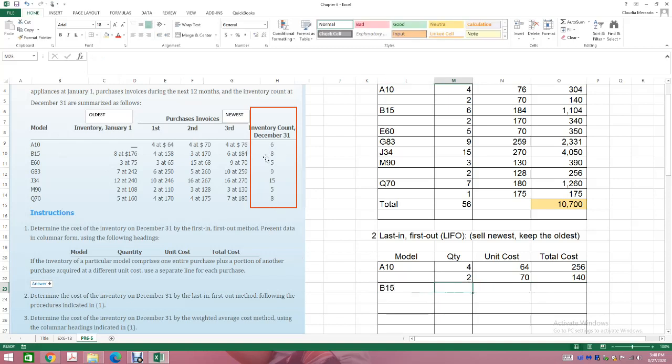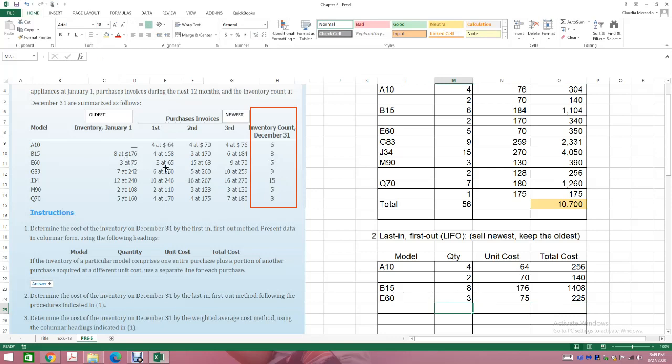Now we're going to move on to the next model, which is B15. On B15, I have 8 units. So let's look at my oldest units. My oldest units are my beginning inventory, and guess what? I have 8 there. So I'm going to keep those 8 at 176. It's going to be 1408. Now I'm going to look at the third model, E60. For E60, I have 5 units left. My oldest are these 3 at 75. 3 at 75. So that's going to be 225. I need 2 more to go.